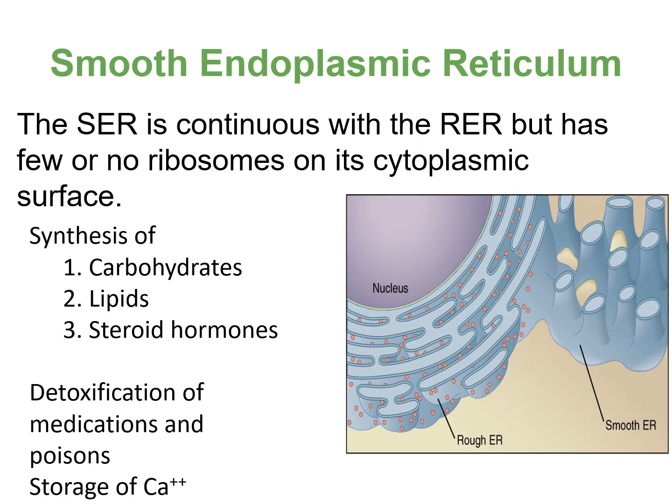The smooth endoplasmic reticulum is continuous with the rough endoplasmic reticulum, but it has very few, if any, ribosomes at all on its cytoplasmic surface. And again, this is where lipid synthesis occurs. Other processes that occur here include carbohydrate and steroid hormone synthesis. Also, detoxification of medications and poisons occurs in the SER, and the SER also has the capability to store calcium ions.